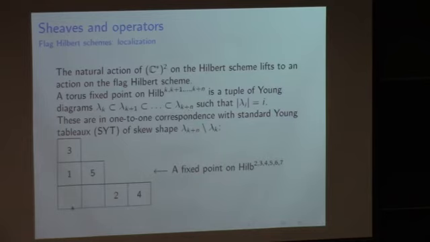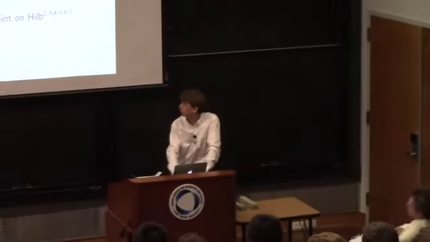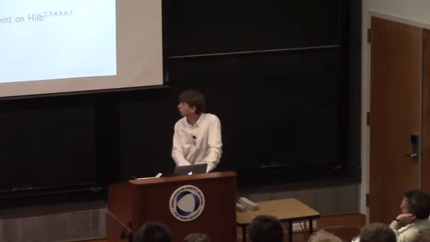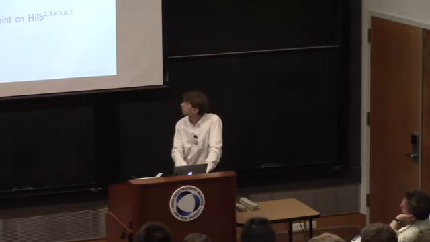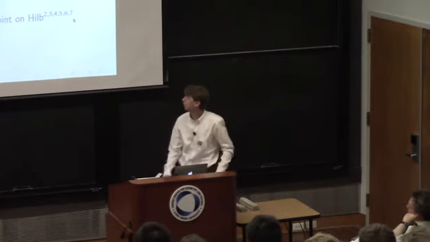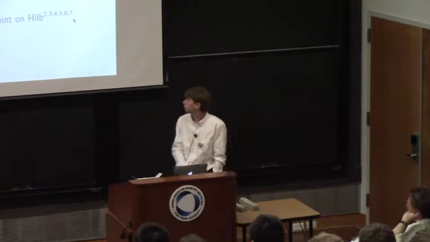So, for example, in this picture, I have an empty Young diagram with two boxes. Then I add this box and I get a three-box diagram. Then I add this box. Then I add this box, this box, and this box. So this will give me a particular chain of monomial ideals in the flat Hilbert scheme, and this will be a fixed point of the torus action on this 2, 3, 4, 5, 6, 7 nested Hilbert scheme. So all fixed points are just like this.